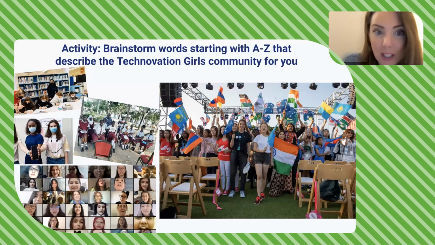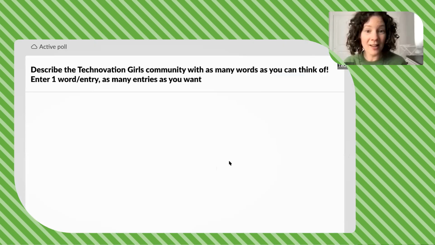So let's just say Technovation Girls community is one that we're all part of. And if we start from A to Z, can we name something for every letter of the alphabet that represents this community? Cool. So this is just for practice to activate how we think about communities. Let's think about what Technovation Girls community is for you. Go ahead and put in your entries, and we're going to make a word cloud about what Technovation Girls is for us. And this is another thing you can do with your community that you decide on.